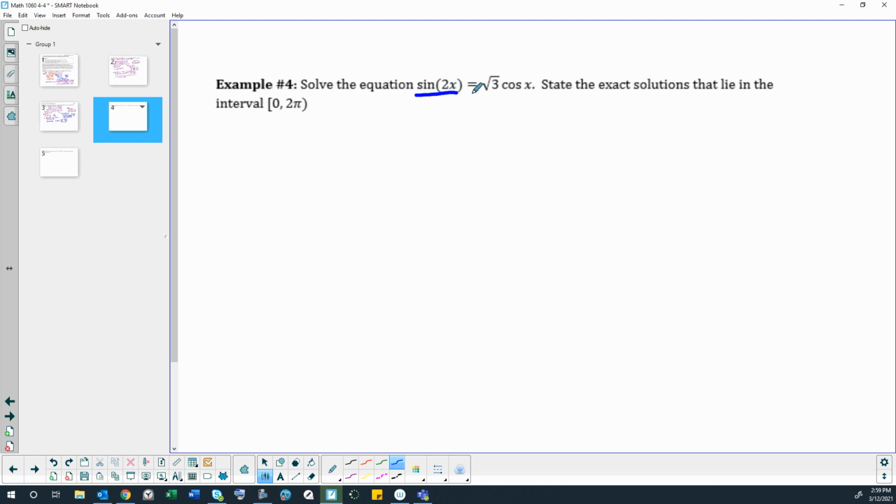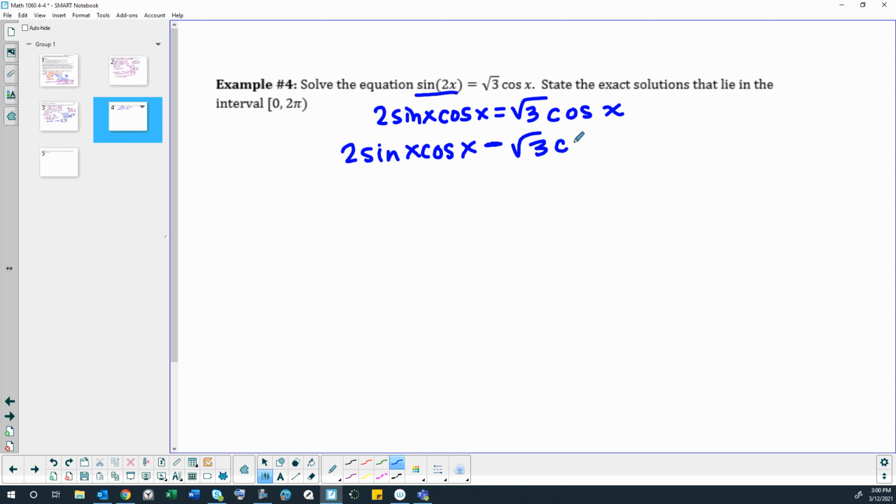This one's our double angle for sine, so we're going to replace that with 2 sine x cosine x. Ooh, I already see a concern, and that is we still are going to have both a sine and a cosine. Don't worry, it's going to work out. Let's get everything on one side again. So 2 sine x cosine x, subtract the other stuff to the other side, negative square root of 3 cosine x, all that equals 0.